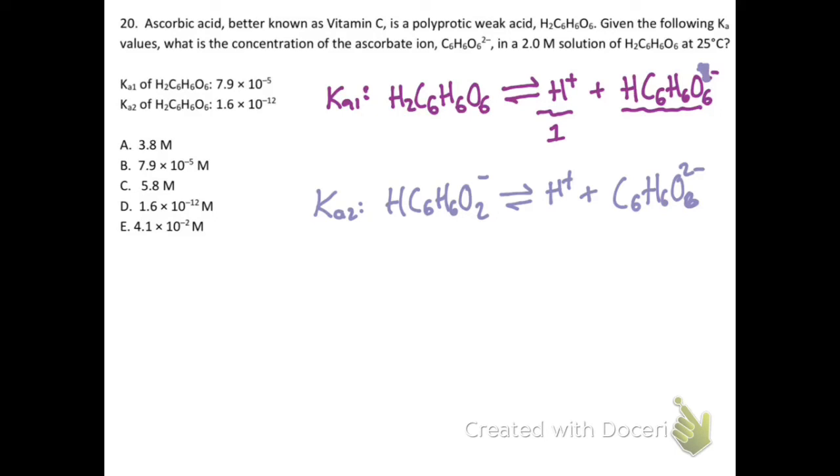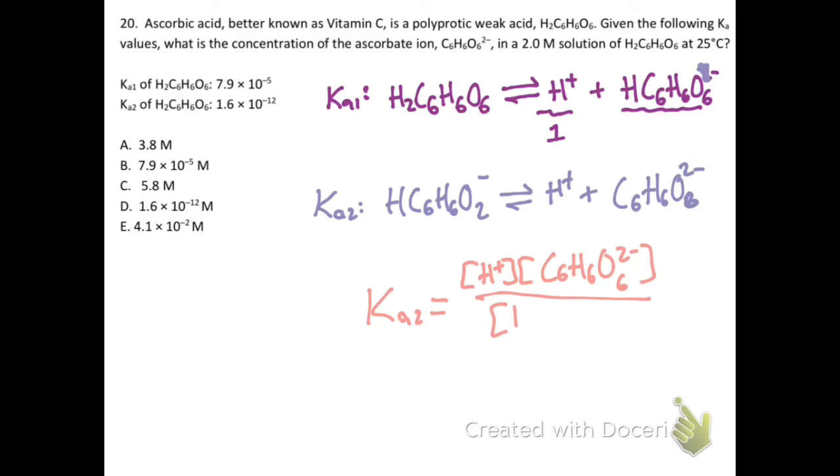So if we look at the equilibrium expression for this last reaction here, Ka2 is equal to the H plus concentration times the C6H6O6 2-, all divided by the HC6H6O6-. Now, remember what we said from before about the relative amount of protons and this ion here. So it's a 1-to-1 ratio, right?